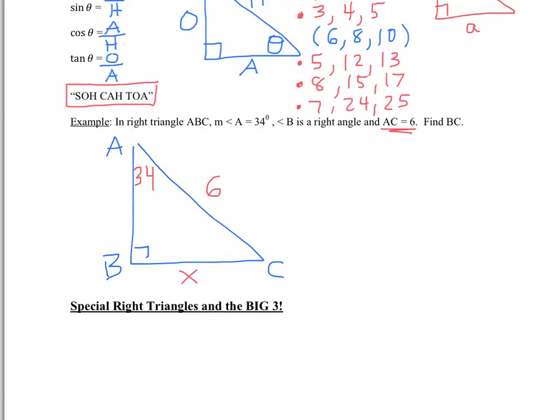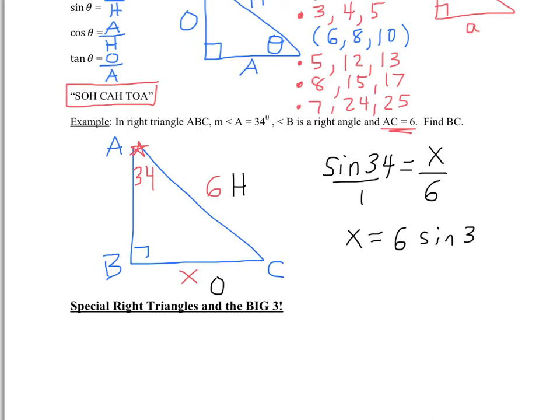So if we are positioned right here where that 34-degree angle is, notice that this side of X is really an opposite side, and this 6 is the hypotenuse. Well, from up above, we know that the sine of an angle is equal to the opposite divided by the hypotenuse. So we say that the sine of 34 is equal to X over 6. And if I put this over 1 and cross multiply, I'd get X equals 6 times the sine of 34.